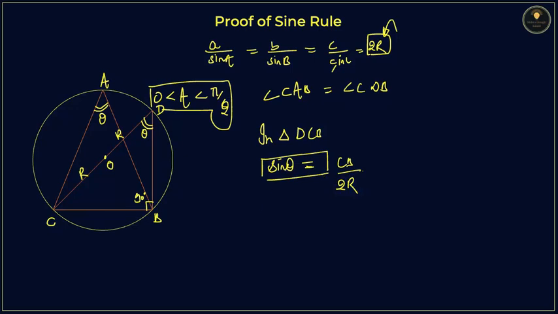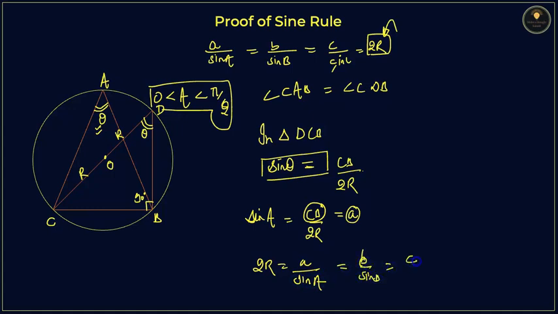Write the same sine theta for the next angle. Here you will say sine theta is also sine of A, that is equal to CB upon 2r. If I want to find the length of CB, I write it as equal to a. Which means the value of 2r can be written as a by sine A. Similarly, we can also prove this is equal to b by sine B, and we can also prove this is equal to c by sine C.